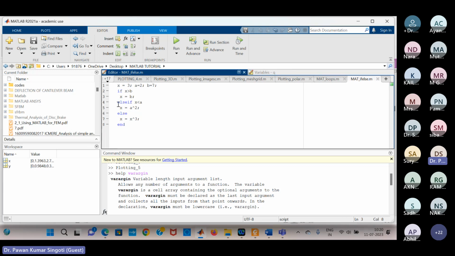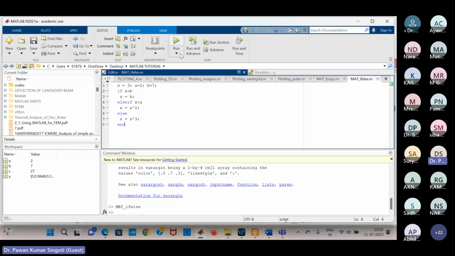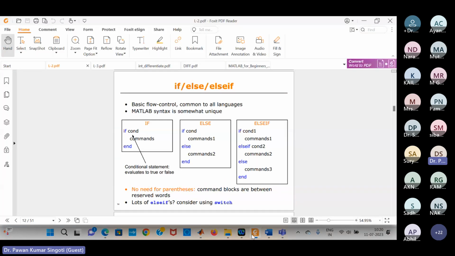If I use the if else loop, then another condition will be there: x is less than a. There will be a second command; it may be anything we want, a square, and it will return the a square. But in this case, we are using if, else if and else. So what will come? x equal to x to the power 3. If I run this one, I will get x to the power 3, which means the answer will be 27. I hope you understand from this small example.